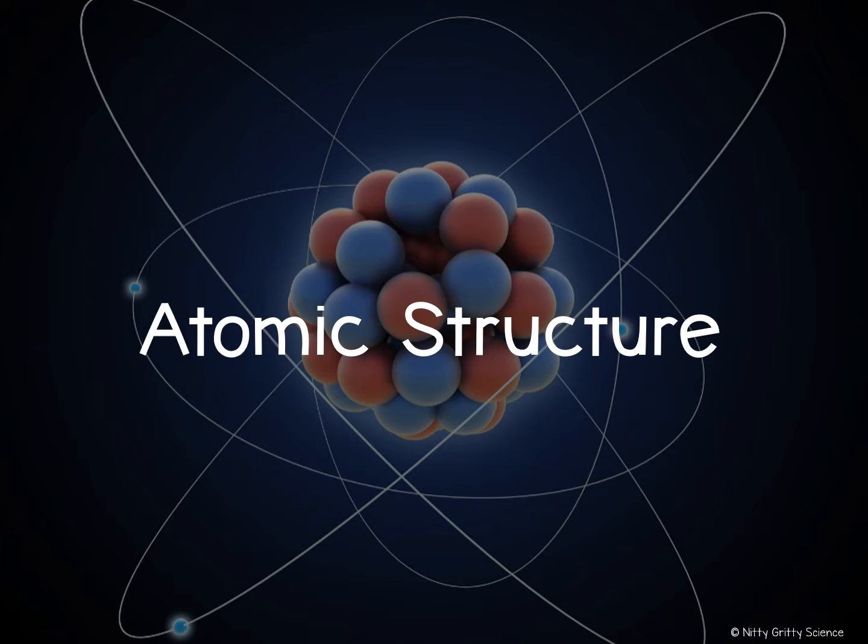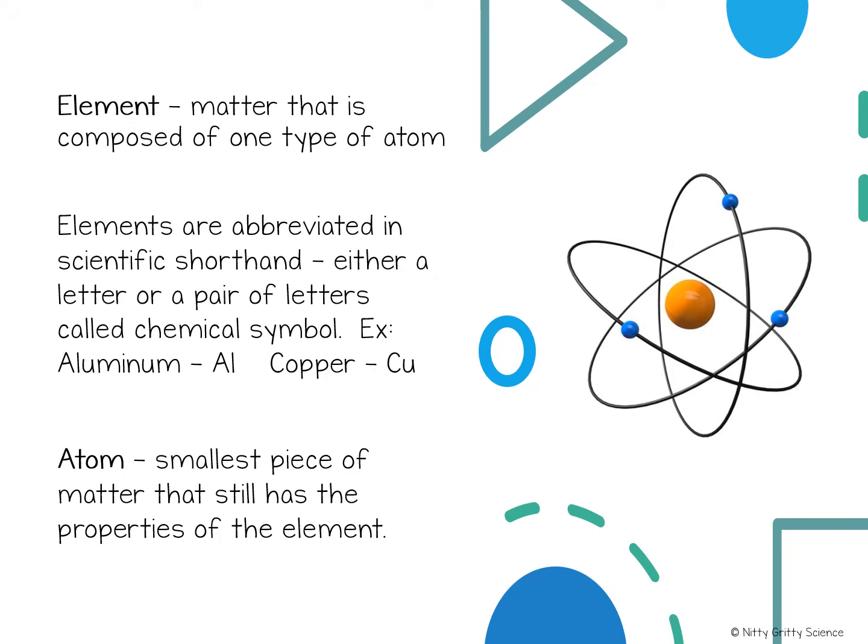Atomic structure. From our chapter on matter, we learned that an element is matter that is composed of one type of atom. This is the smallest piece of matter that still retains the properties of the element. For example, gold is composed of only gold atoms, and hydrogen is composed of only hydrogen atoms.